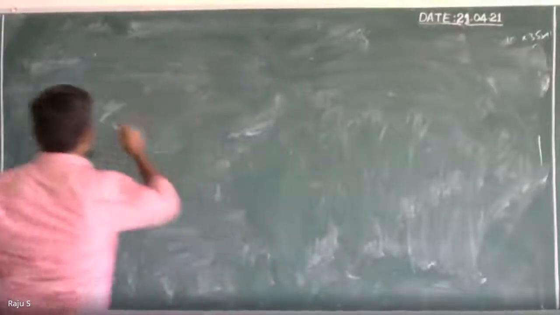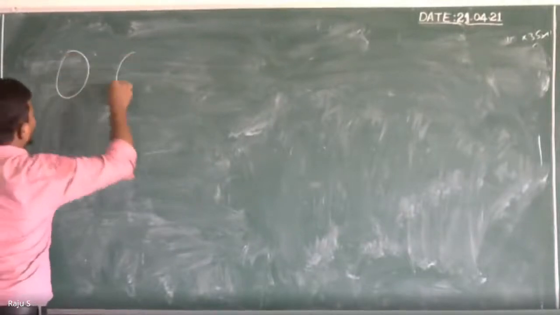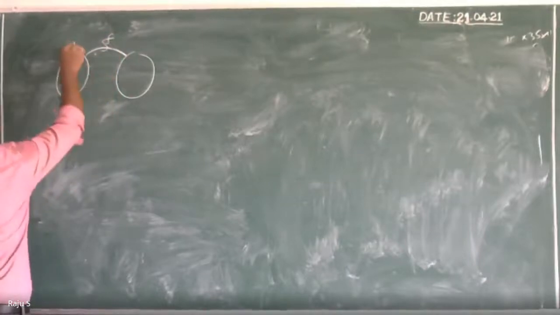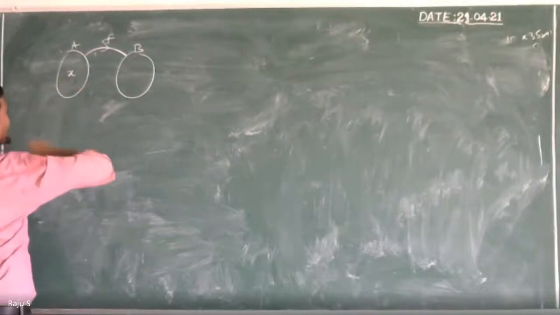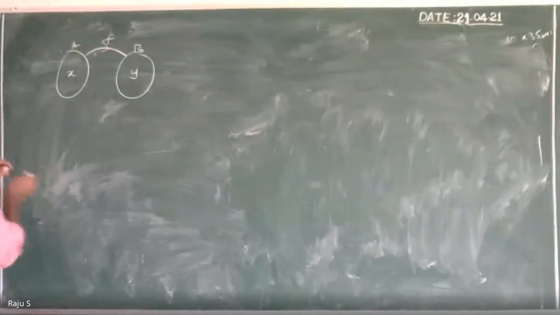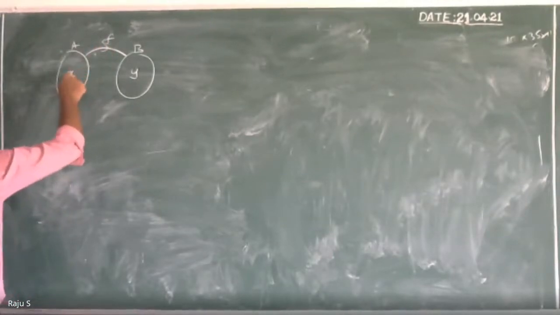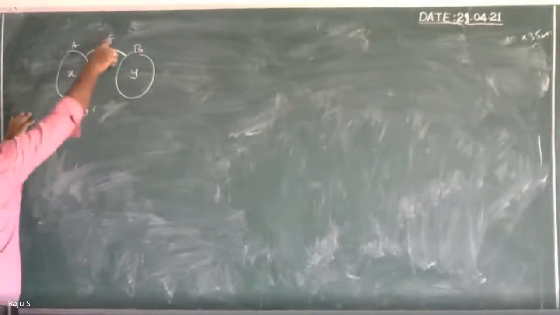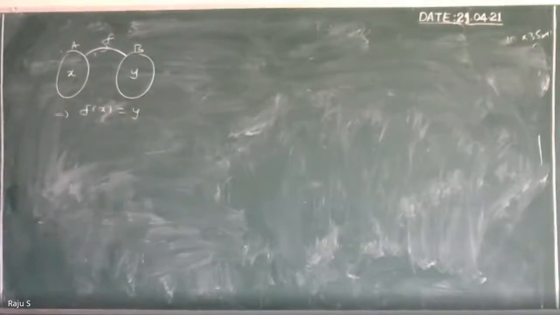So if you see here, f is a mapping from A to B. Here if I take x as any element in the domain and y as any element in the codomain, then y is the image of x with respect to f. Which implies it can be written as f of x is equal to y.